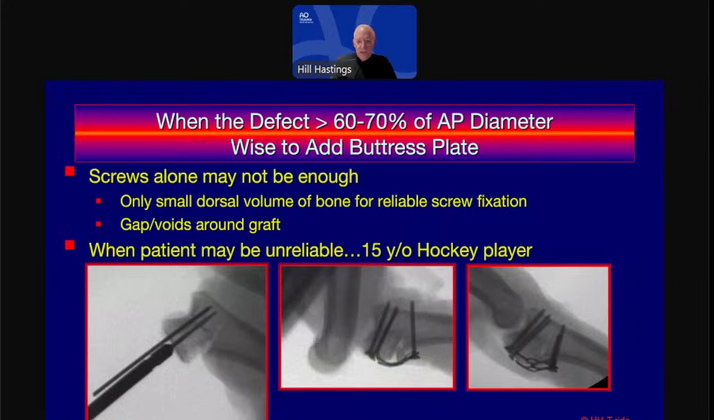There are a few times, I think only 5 or 6 times in my career, where I had to use a buttressing plate. One option might be if you have a little void that doesn't create as much stability. Another option is when you have like a 60 or 80% involvement, you may not have enough bone dorsally to hold those screws without them toggling. And a little buttress plate like Emil has shown us works really well in that situation.